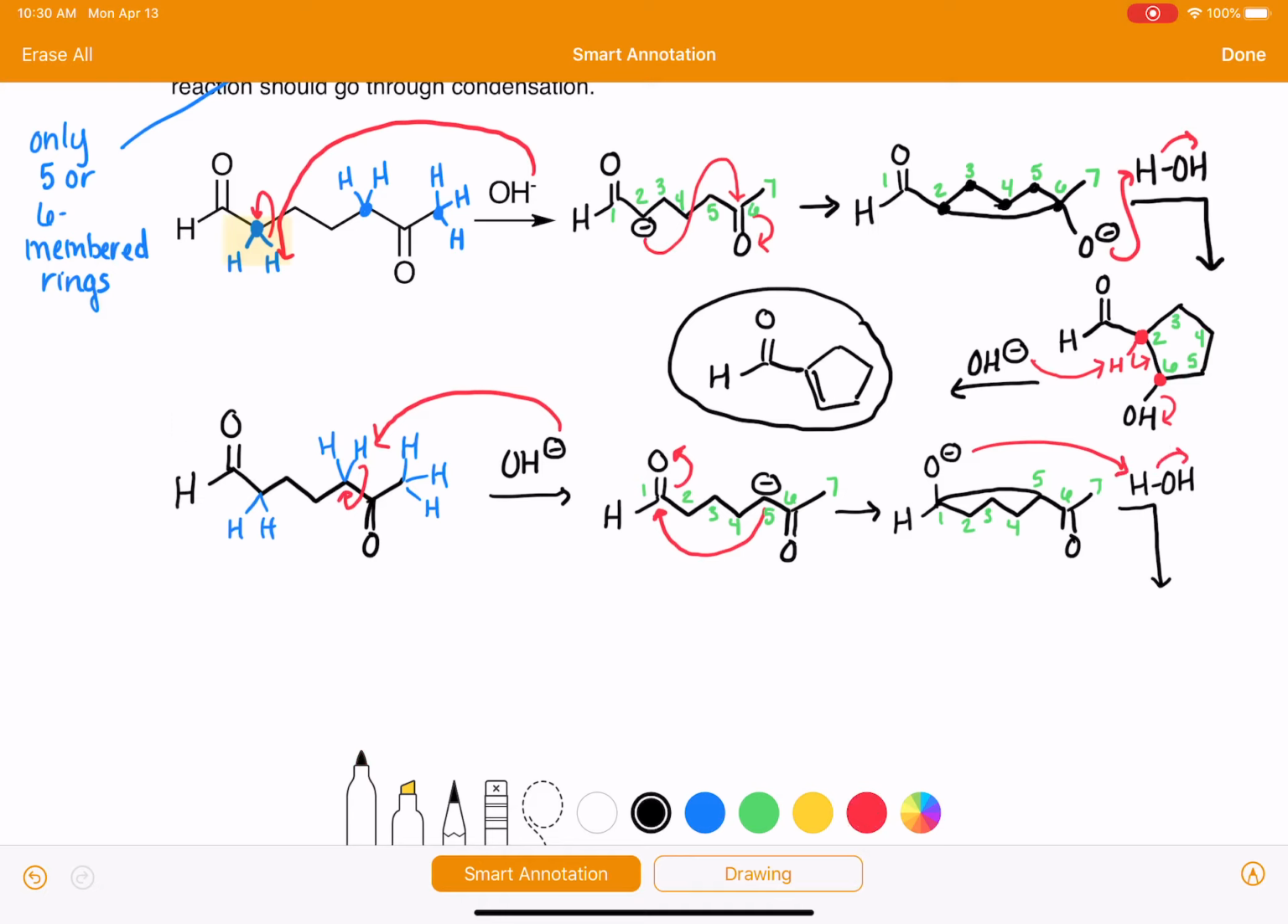So we're going to protonate the O-, and then we're going to see what kind of ring do we have? How many carbons do we have? We have 1, 2, 3, 4, 5. So that's a good looking ring. 5 or 6 membered rings are good rings. Let's draw that ring out. Let's number it. 1, 2, 3, 4, 5. And what do we have on carbon number 1? On carbon number 1, we have an OH. We also have a hydrogen. We can go ahead and draw that in.